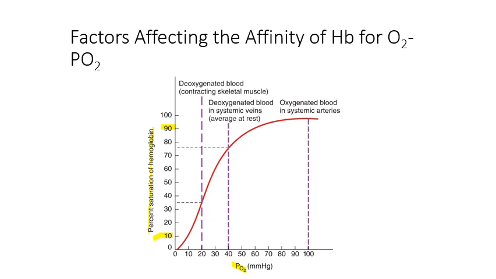Right, so the more oxygen we have, the more attracted that hemoglobin is going to be to it. So we need high pressures of oxygen in order for the hemoglobin to be attracted to it, which kind of makes sense. Just the more oxygen there is, the more likely that hemoglobin is going to be able to grab onto it and hold onto it.